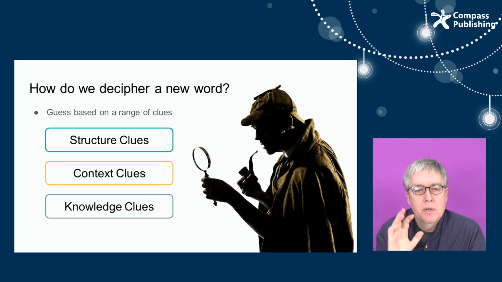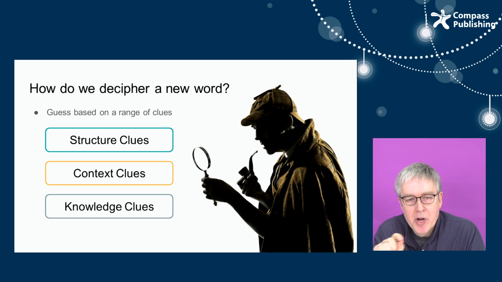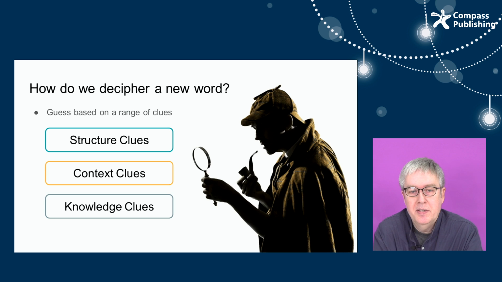So there's three main clues. If we think of deciphering the meaning of a new word as picking up on clues and putting the clues together, just like a detective, there's actually many different clues that we use subliminally as native speakers. We use them to understand the meaning of a new word. So we can basically group them into three categories: structure clues, context clues, and knowledge clues. I'm going to talk about those three, and I'm going to give you some examples.